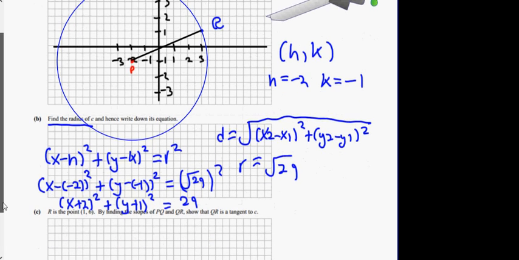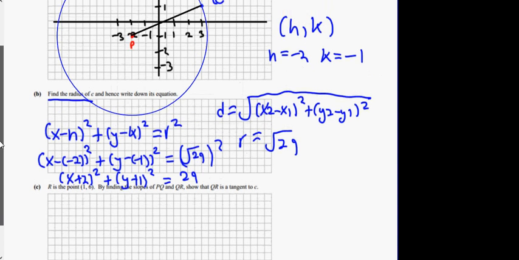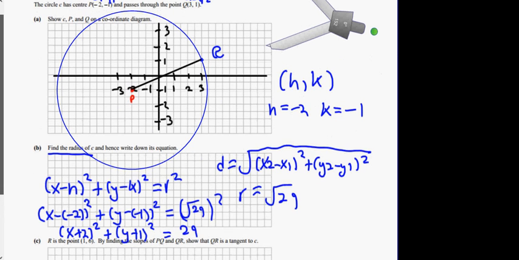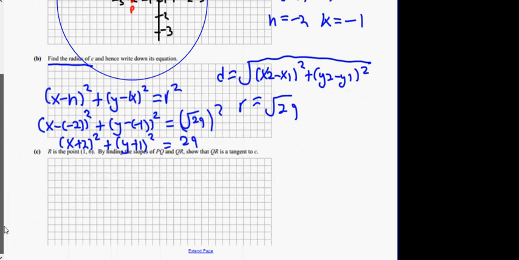Now, R is the point 1, 6. By finding the slopes of PQ and QR, show that QR is a tangent to C. So we're looking for the point 1, 6. I'm not going to be able to draw it in here, but 1, 6 would have been pretty much up there. Okay? But what we're looking to do is basically something like this. We're looking to show that this line here is perpendicular, so it goes 90 degrees to the slope of the radius. Now, there's something you have to do for full marks, okay?